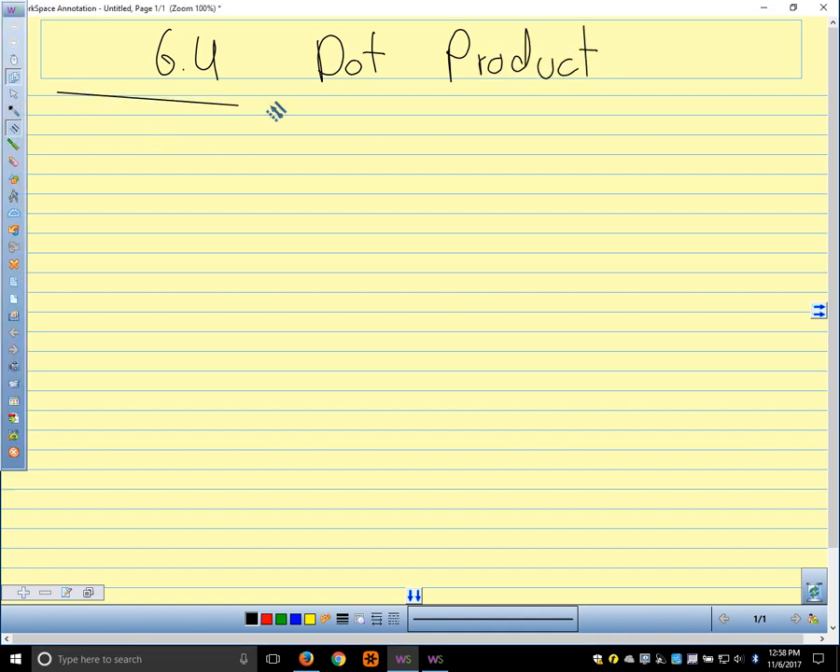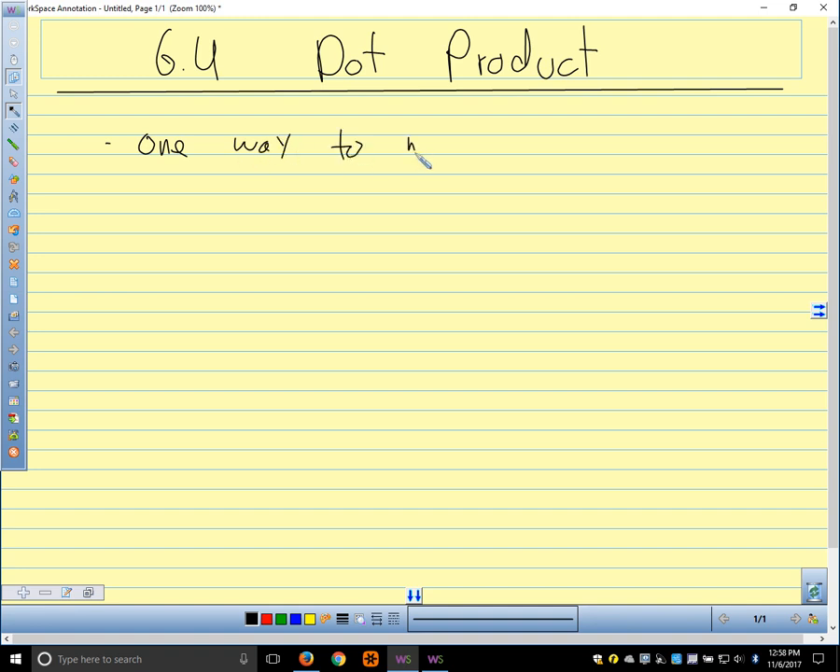All right. So dot product, like I said, is one way to multiply vectors. There are a lot of possible ways that we could multiply vectors, but only a couple of them give us useful information. The dot product gives us lots of useful information.